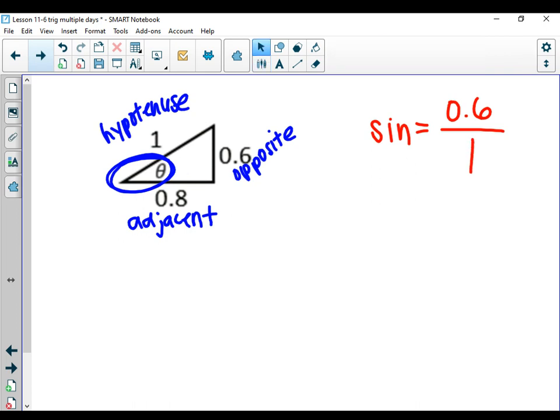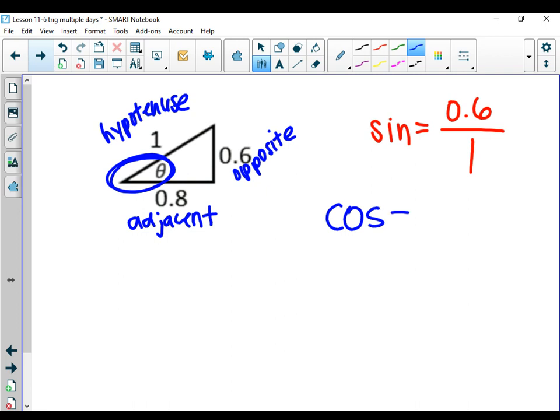Maddie, top of cosine? Top of cosine. 0.8. Because it's adjacent. Isabel, bottom of cosine. 1. Because it's the hypotenuse. I know it looks so silly to have a decimal in there. Just leave it. We're fine.